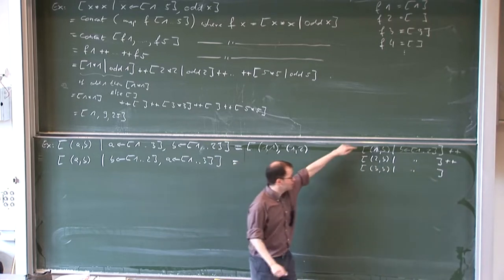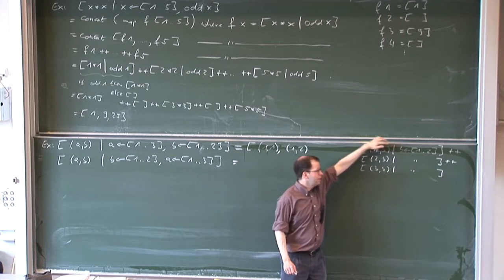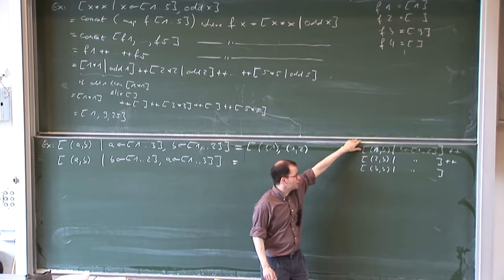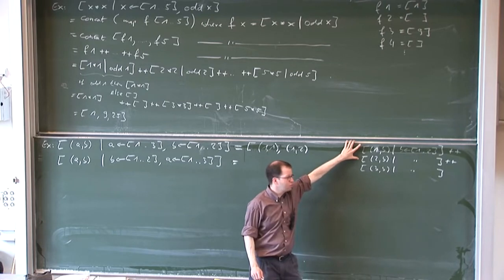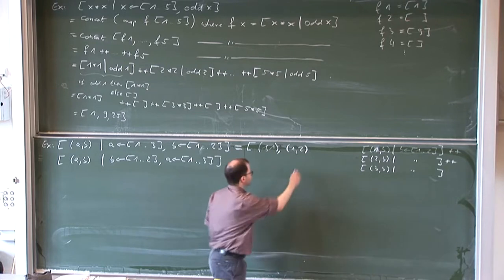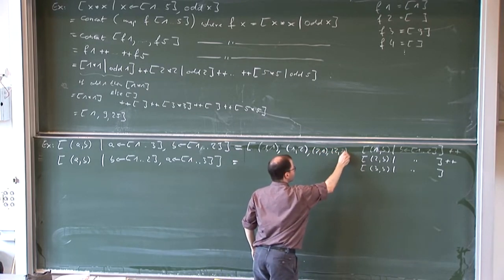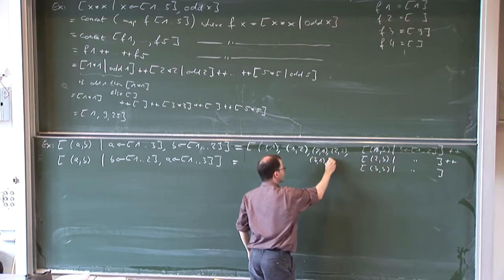So according to the definition, this is what happens. We first take care of the first qualifier, and the first qualifier says look at the remaining expression if A is 1, look at the remaining expression if A is 2, and look at the remaining expression if A is 3. And therefore, indeed, this will give us this list.